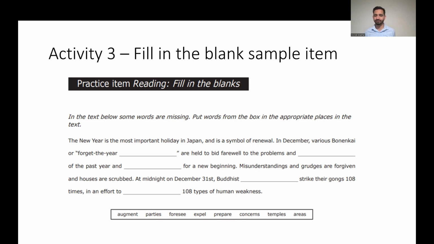By doing that, 108 times they're striking the gongs. What do they think? They should get rid of something. So in terms of meaning, and we need a verb here, don't we? So what kind of a verb tells us that you can get rid of this 108 types of weaknesses? Look at that word, expel, isn't it? So expel has the meaning that fits perfectly here. Expel 108 types of human weaknesses.